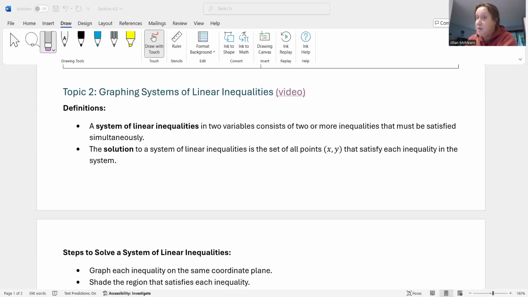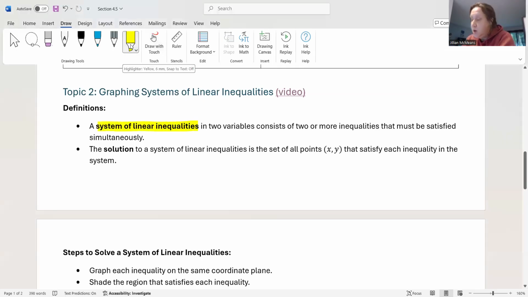Now, when you're graphing a system of linear inequalities, you have a system of linear inequalities in two variables. It consists of two or more inequalities that must be satisfied simultaneously. You might want to think of that as solved, because we're looking for a set of ordered pairs that satisfies both inequalities at the same time. The solution to a system of linear inequalities is the set of all ordered pairs (x, y) that satisfy each inequality in the system.